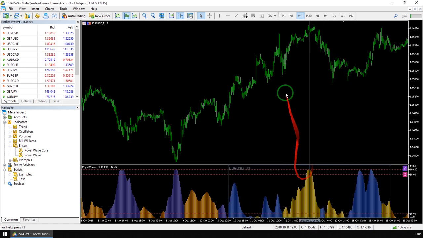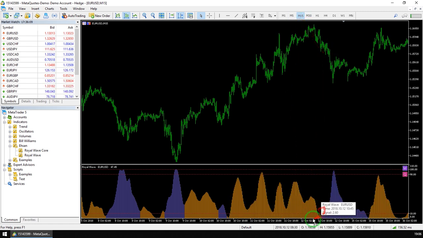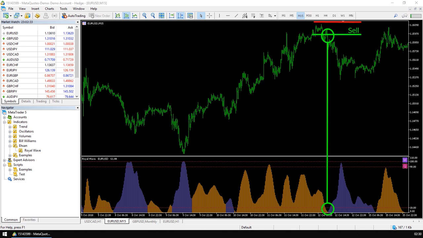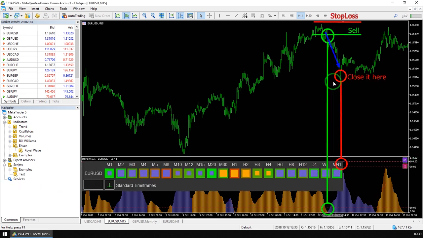So there is an overbought here from timeframe H1 and at the same time an entry in M15. Logically I'm gonna open a sell and wait for an oversold, which happens right here, where most timeframes are oversold.